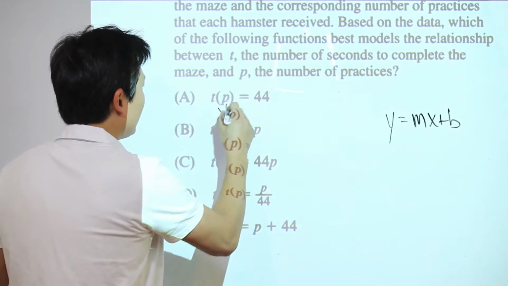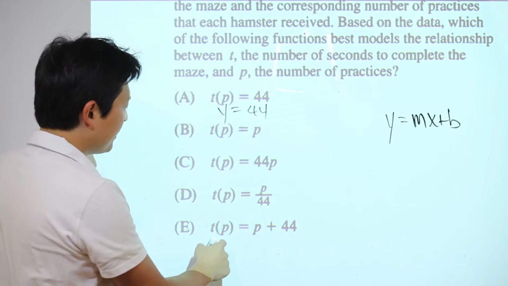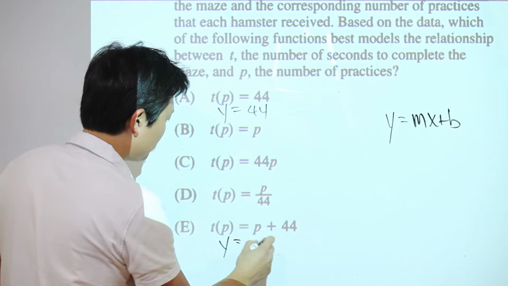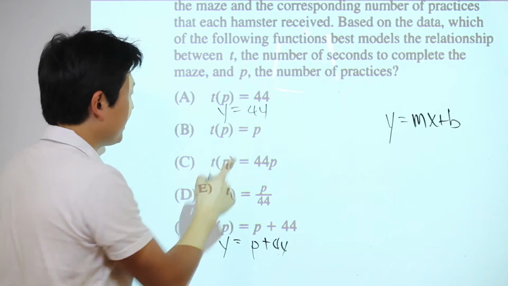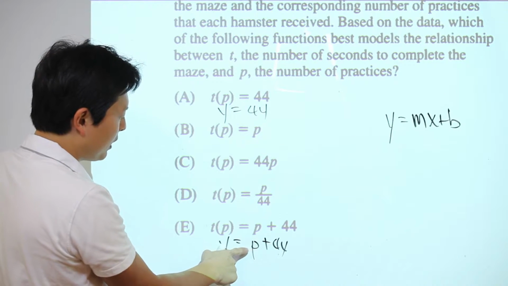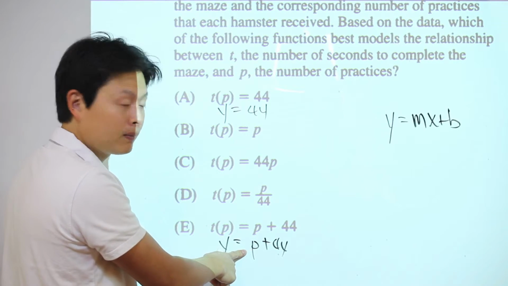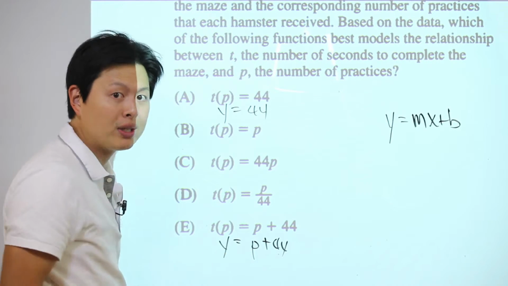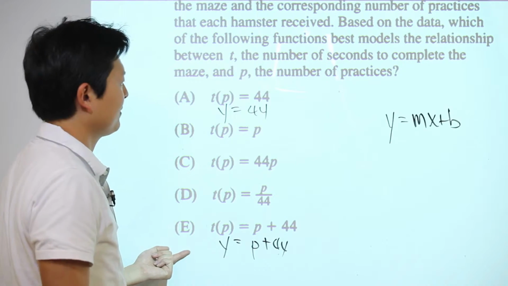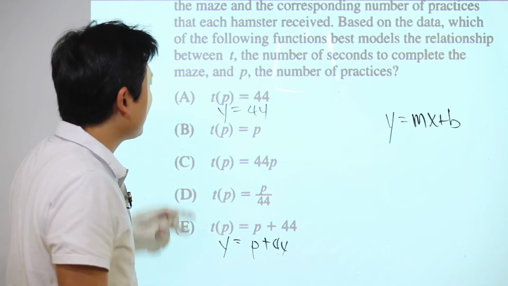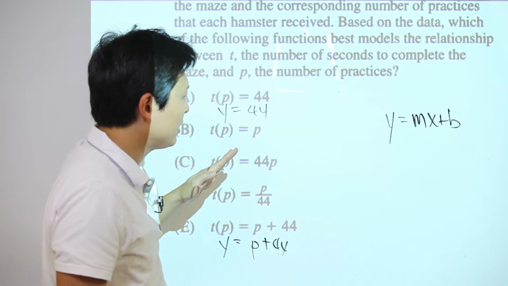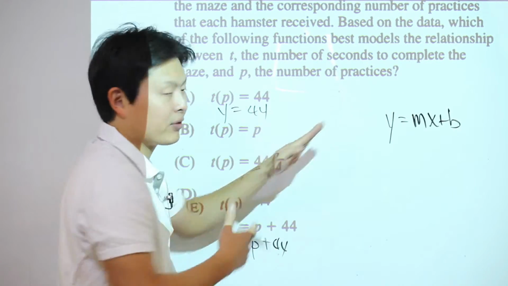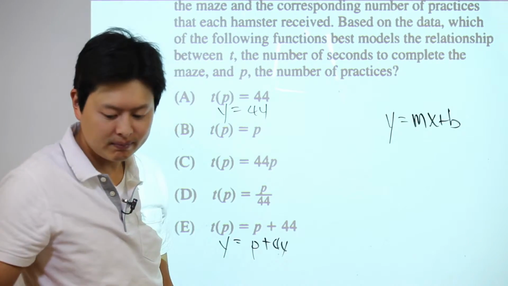This one says y equals 44, right? This one says y equals p plus 44. This one has a slope of 0. We talked about that, right? That's a 0x. This one has a slope of 1. And that is the only difference between A and E, right? The slope. Slope of 0 is a horizontal line. Slope of 1 is an increasing line from left to right, right?